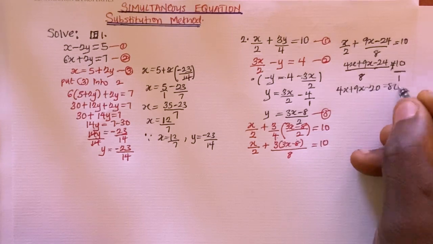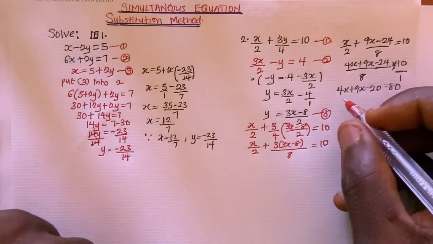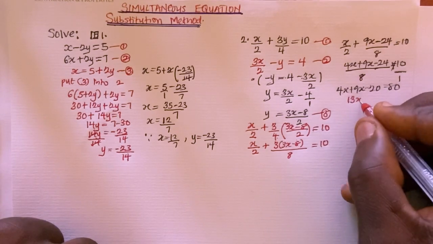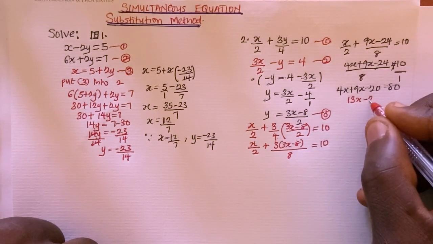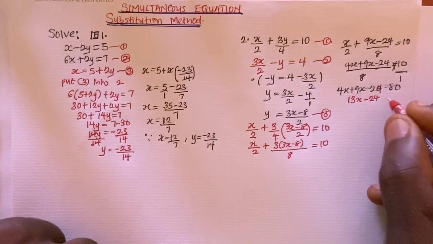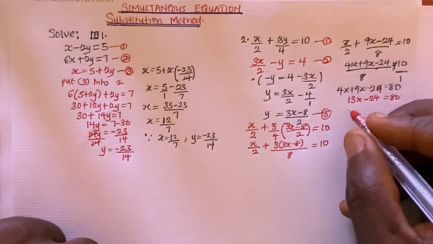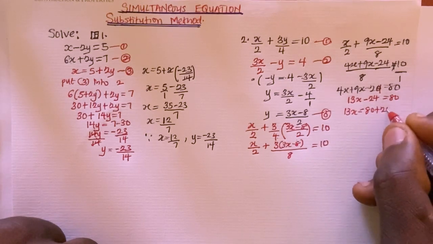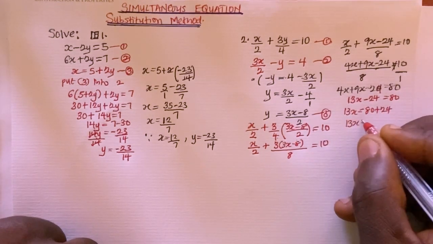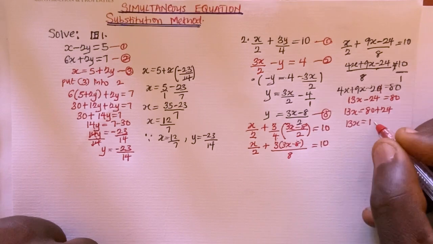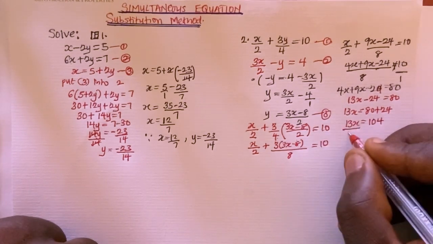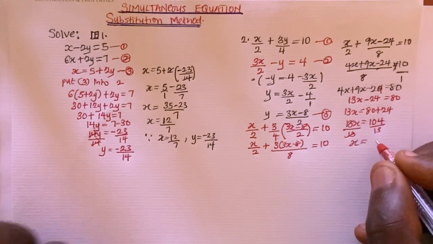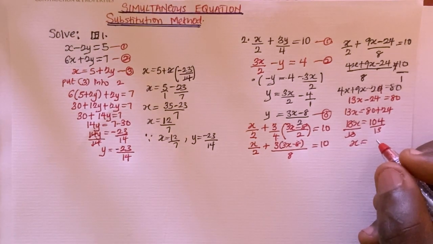So here we can cross multiply, so that we're going to have 4x plus 9x minus 24 equals 80. After that, if you simplify this further, 4x plus 9x is going to be 13x, then minus 24 equals 80. So here I'm going to have 13x equals 80 plus 24. So 13x equals 104. Then I can divide by 13. I'm going to have x equal to, that should be 8. But let me verify it on my calculator.